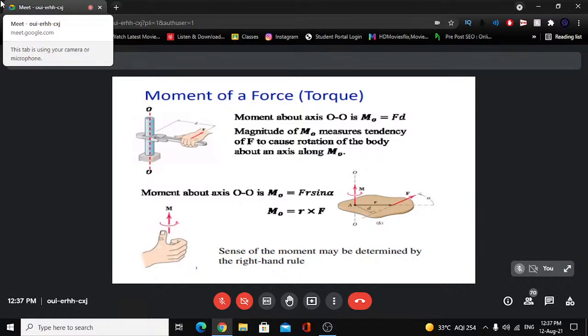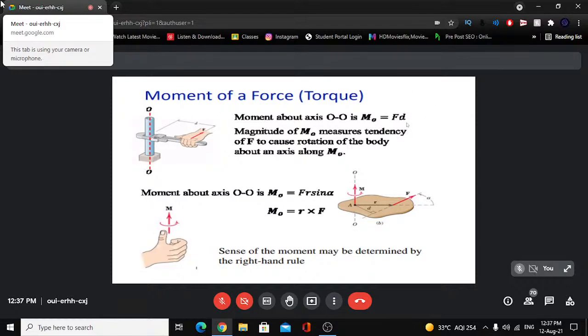Suppose there is a force vector we are applying through this spanner, trying to open this nut. Here F is applied as shown in the figure using this hand, and the perpendicular distance from the axis O is d. So F into d will be the moment.